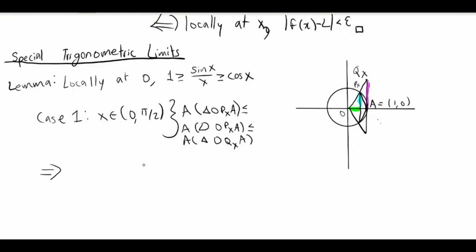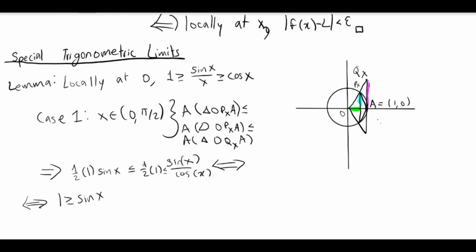So if we express all the areas out, we're going to get that 1/2 times 1 times sine of x is less than or equal to 1/2 times 1 times sine of x, so less than or equal to sine of x over cosine of x. And this is true if and only if... Okay, so by doing some algebra, first we're going to simplify this out and then take the reciprocal. We're going to get our lemma, which is that 1 is less than or equal to sine of x over x, which is less than or equal to cosine of x.